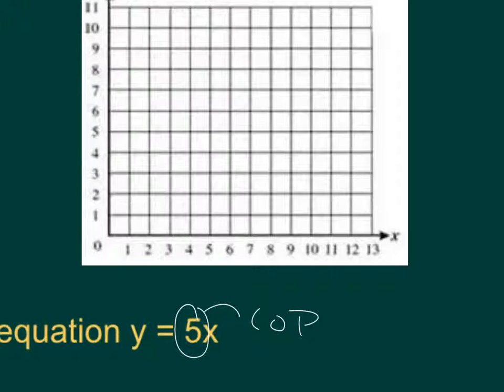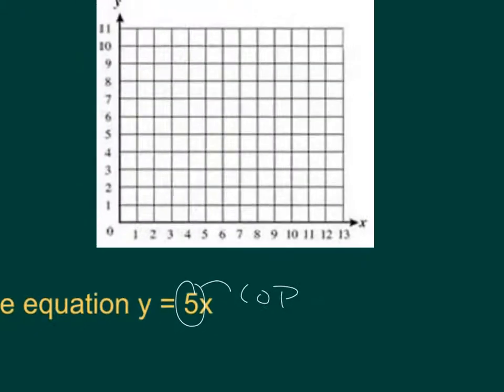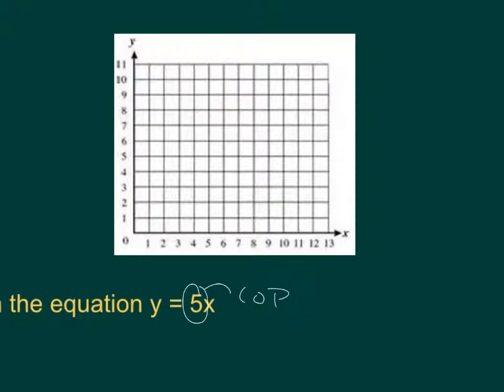So again, I can use two different strategies. I can take the first strategy from the previous question and say, well, I know that this constant of proportionality is 5, so then I know my first point has to be over 1 up 5.